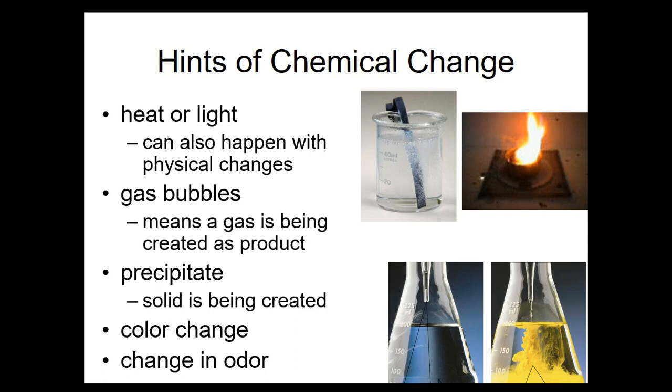And finally, you might detect a change in odor. Sometimes in a chemical reaction, a new substance is formed that smells different, and that would be an indication sometimes that a chemical change did occur. An example of this is if you have milk in your fridge and it goes bad, the milk will smell different. So that's telling you that some kind of chemical change occurred.